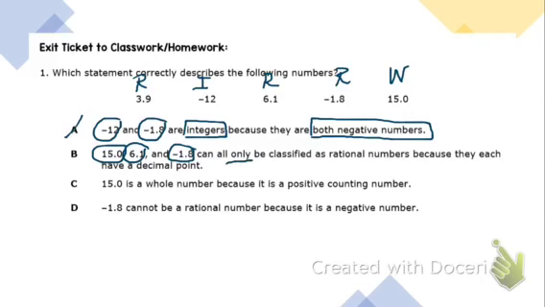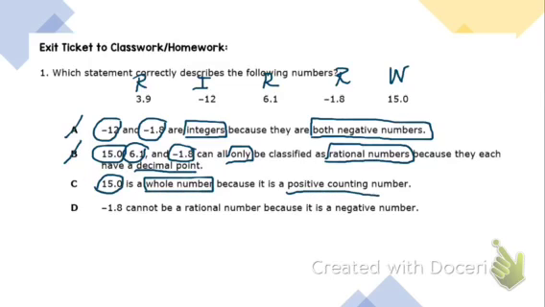Can only be classified as rational numbers because they have a decimal. So that's not true. 15 can also be classified as a whole number. So that's incorrect. Let's look at C. 15.0 is a whole number because it's a positive counting number. So I'm going to circle 15 and I say it's a whole number. And why? Because it's a positive counting number, and that is correct. 15.0 is just 15, so it's a whole number. So I'm just going to put a little dot beside it.